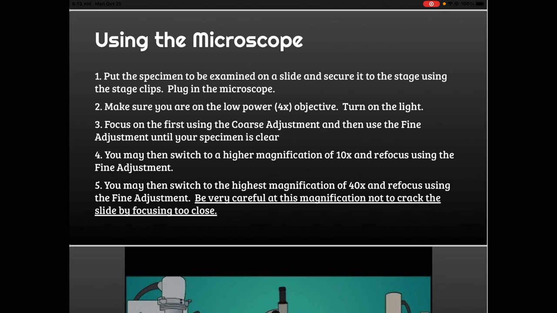You may switch to the highest magnification and refocus with the fine adjustment, but be very careful. If you crank the big knob, you might crack the slide or the lens. Slides are $5 or $10 a piece for these prepared slides, but the lenses can be $40 or $50.